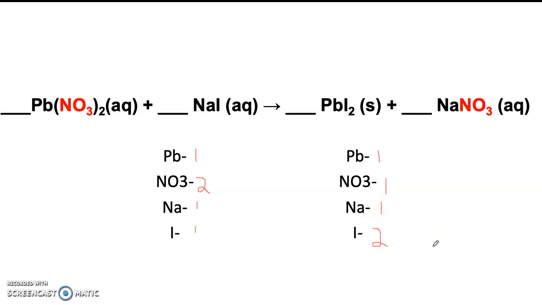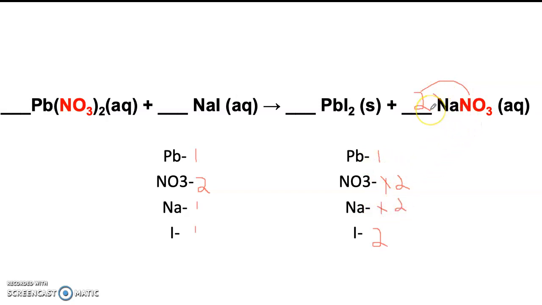Now, looking at this here, it's not too bad. We have a difference of 2 nitrates on the one side and 1 nitrate on the other side. 1 iodine on one side and 2 on the other. So let's balance the nitrates first. We want to place a 2 here to make the nitrates equal. So there's 2 nitrates, which also means the 2 goes to the Na. So we have to fix everything as we go.